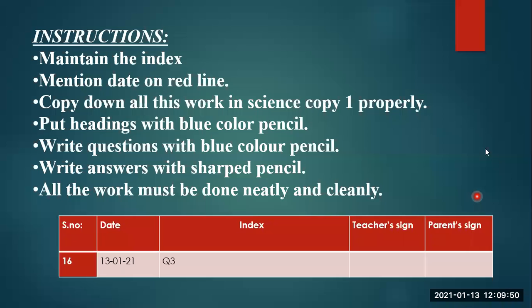This is how you need to maintain your indices. I'm giving you 1 minute. No, not 1 minute, 30 seconds I'm going to give you, and you need to write with the proper date. If you have written the index, tell me in the chat box, okay?